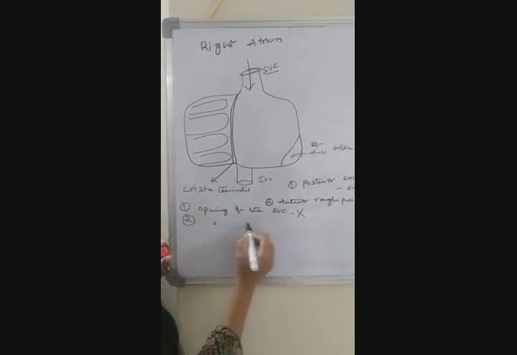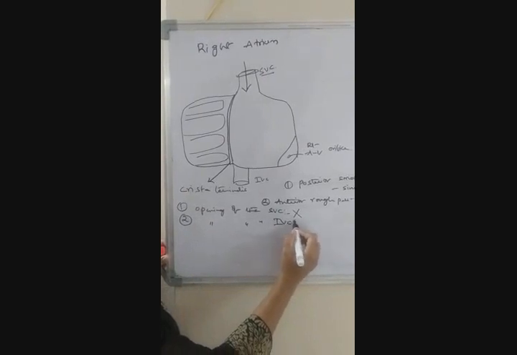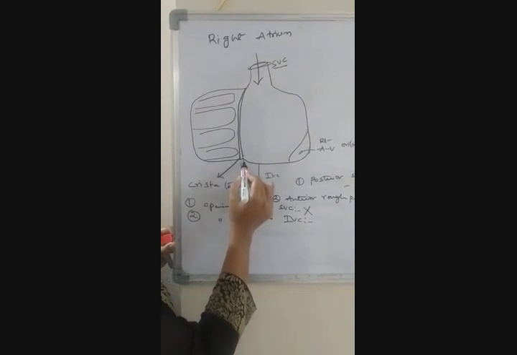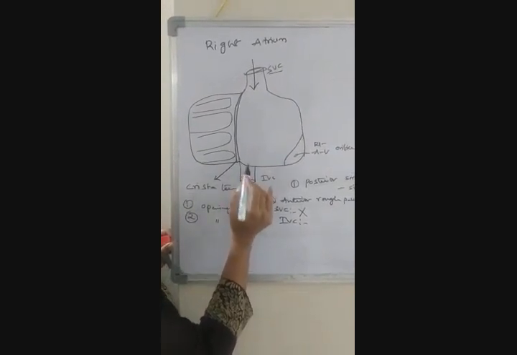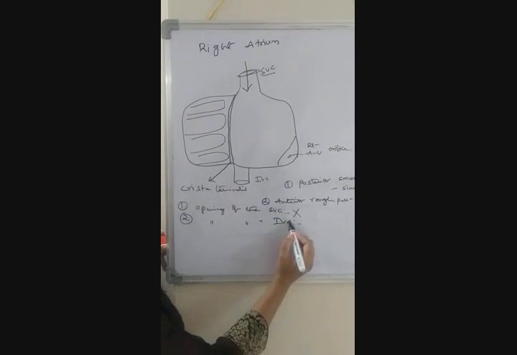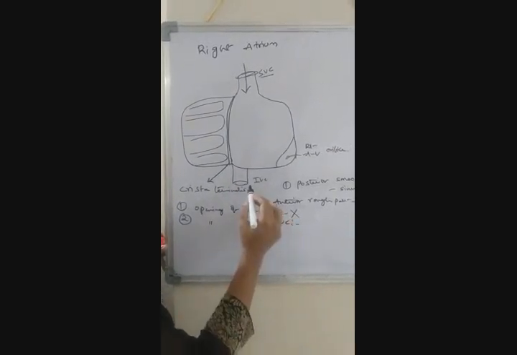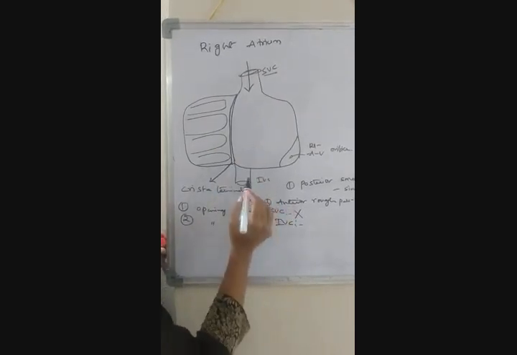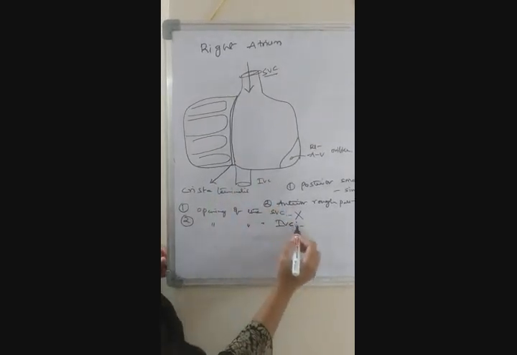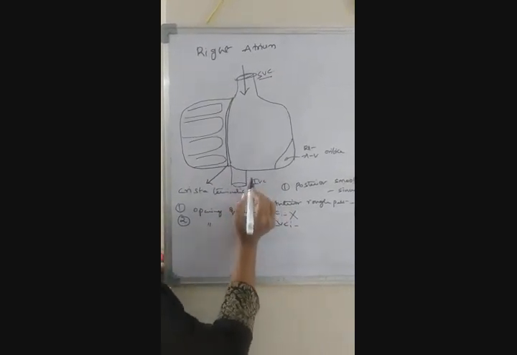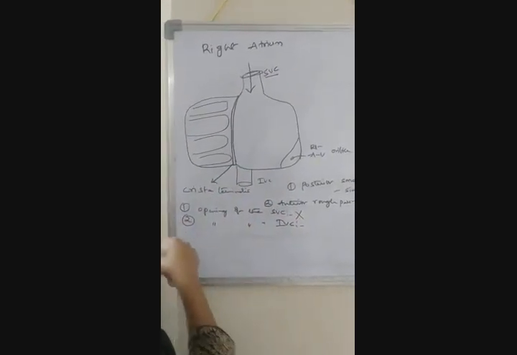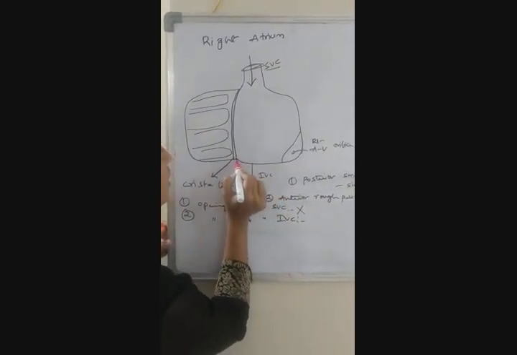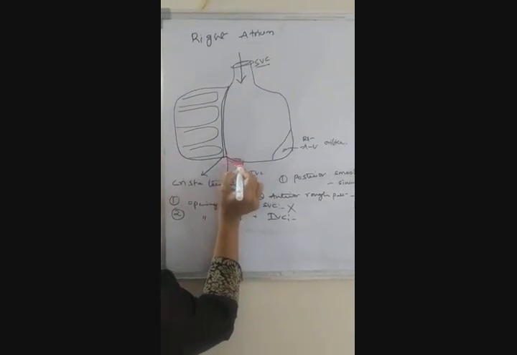The next one is the opening of the inferior vena cava. Where is it present? It is present in the lower and posterior part of the right atrium. What is the function of this inferior vena cava? It drains the whole of the venous blood from the lower part of the body into the right atrium. This opening of the inferior vena cava is guarded by one semilunar valve.